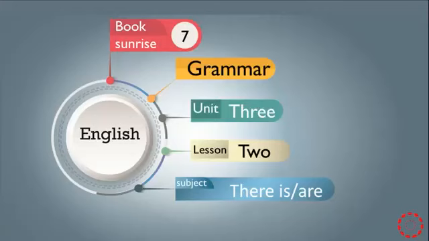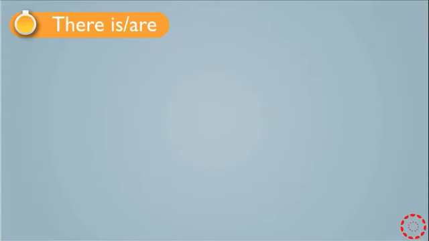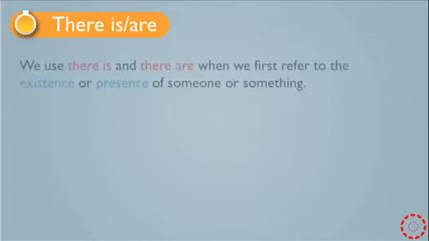Today we have grammar in Unit 3, Lesson 2. Our subject is there is and there are. We are going to talk about the phrases of there is and there are.